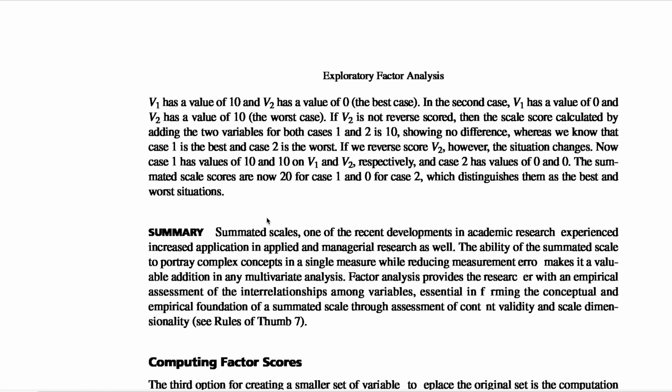If we reverse score V2, however, the situation changes. Now case 1 has values of 10 and 10 for V1 and V2 respectively, and case 2 has values of 0 and 0. The summated scale scores are now 20 for case 1 and 0 for case 2, which distinguishes them as the best and worst situations.